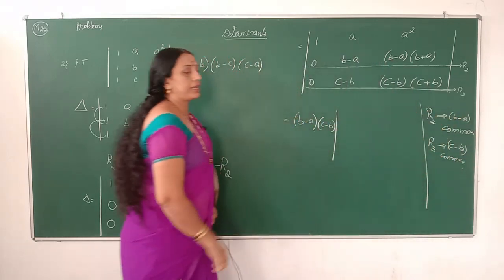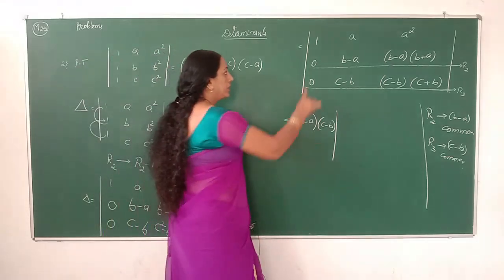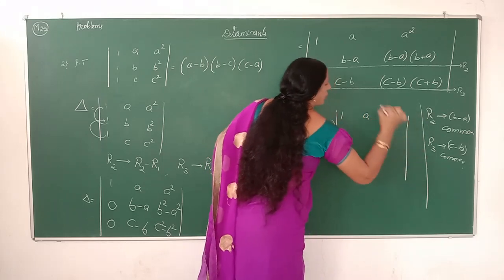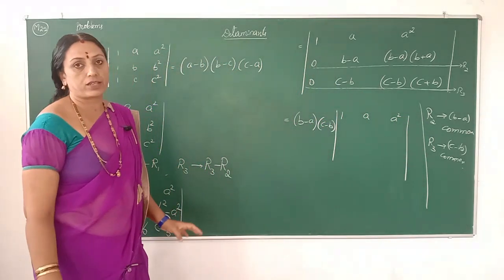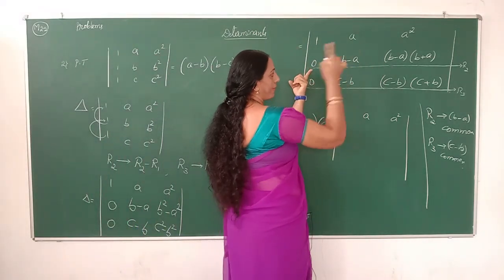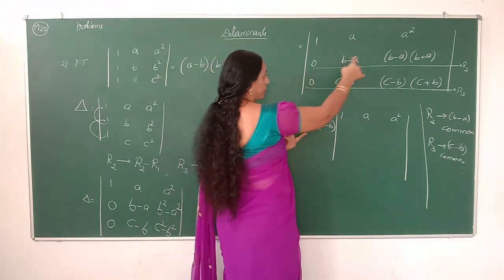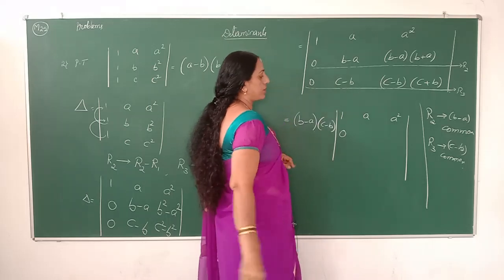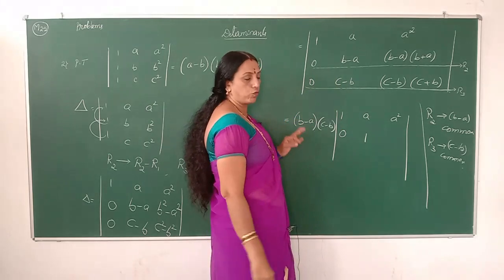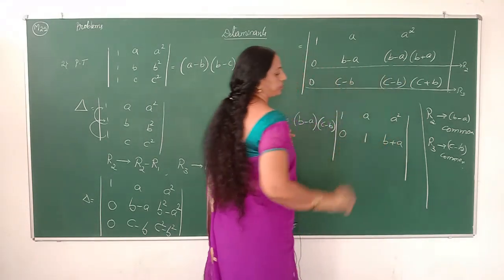But what are the remaining elements that can be taken outside? In the first row, it does not alter because these elements have no common factor. Similarly, in the second row, all the elements are multiples of b minus a. After taking b minus a as a common factor, what about the remaining? The first element is 0, the second is 1, and the third element is b plus a.